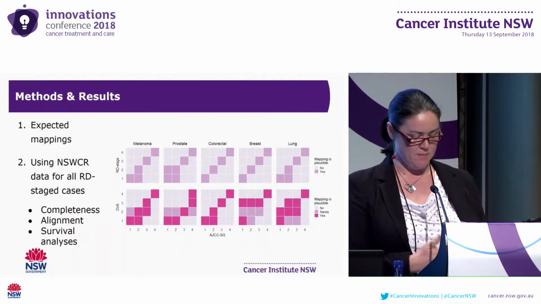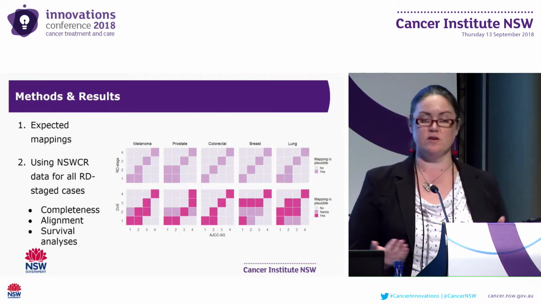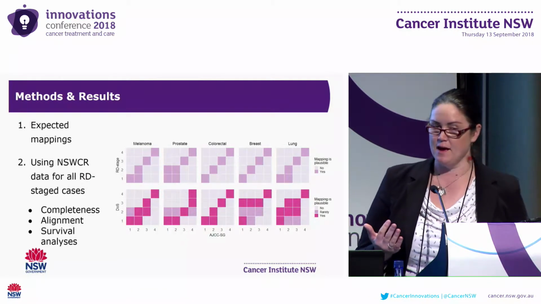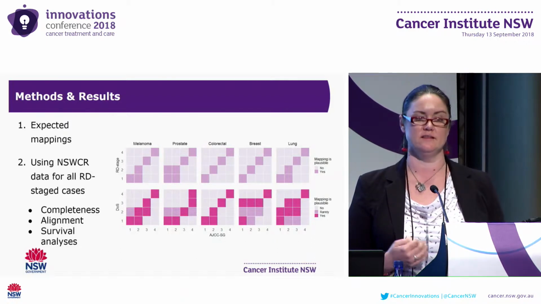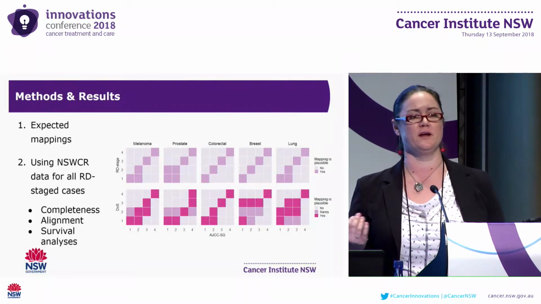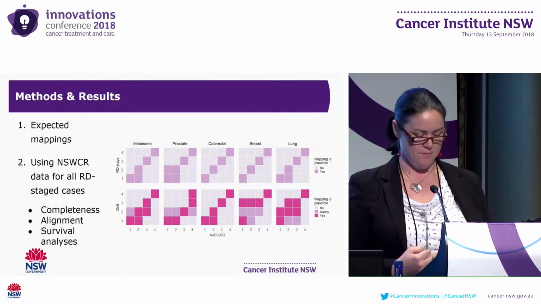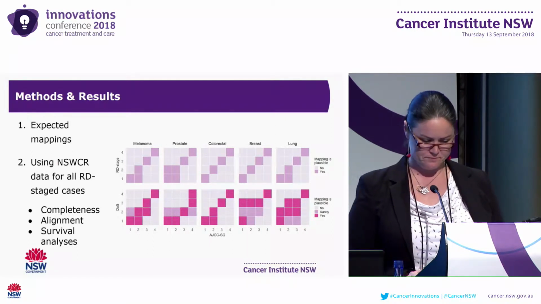Whereas compared to degree of spread, registry-derived staging provides a better alignment to T&M, especially for prostate and breast cancers, where degree of spread can be mapped to multiple T&M stages.